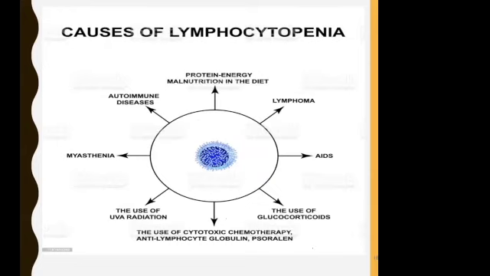You can see them in myasthenia gravis. Myasthenia gravis is an autoimmune disorder that affects the neuromuscular junction. This is something that you'll study in neurology and leads to muscle weakness and fatigue. These patients can also have a decreased number of lymphocytes. Autoimmune disorders such as lupus, rheumatoid arthritis, can cause the immune system to attack and destroy lymphocytes. So we can start seeing lymphocytopenia.